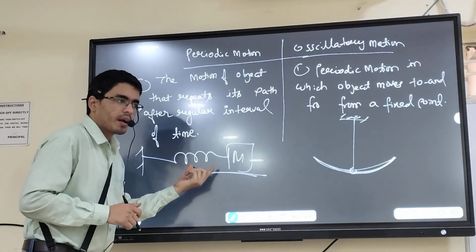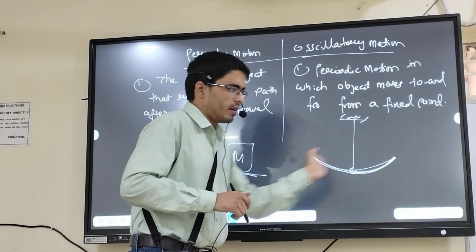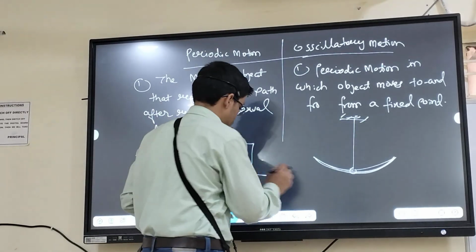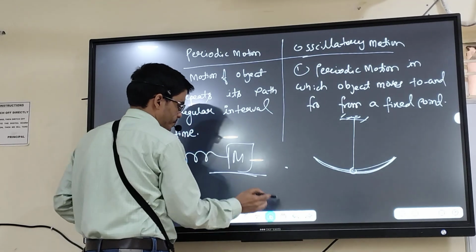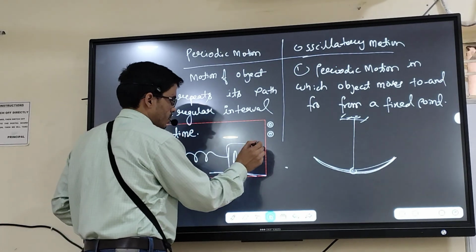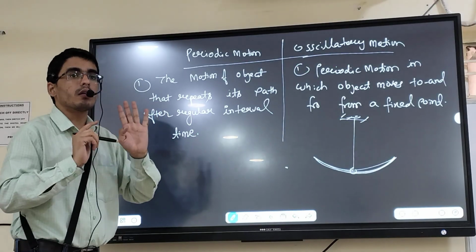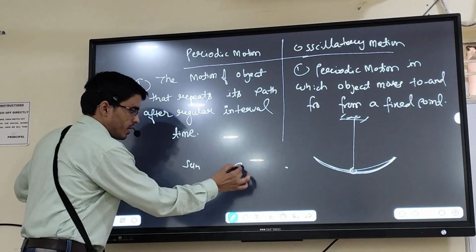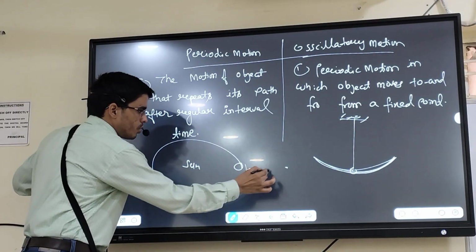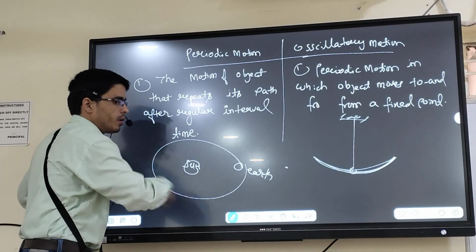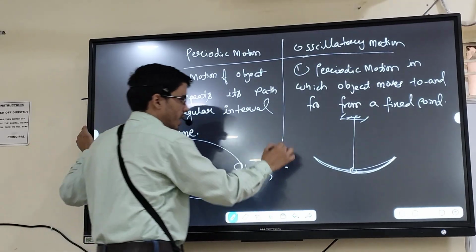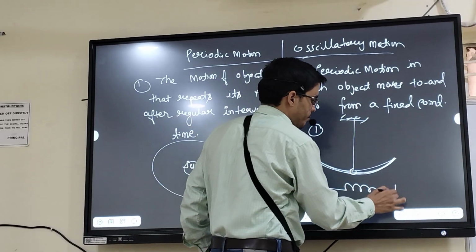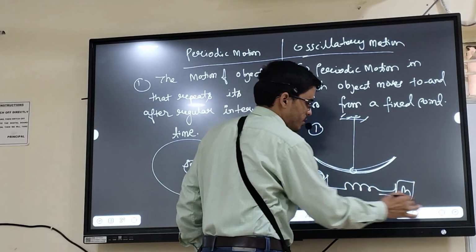So this example can be written here also. Yes, we can write it because it will oscillate to and fro, to and fro. But we cannot write the other one there. Wait, I am writing another example. Earth and Sun is a very good periodic example, circular. And here is an oscillation example, the spring block system with mass m.